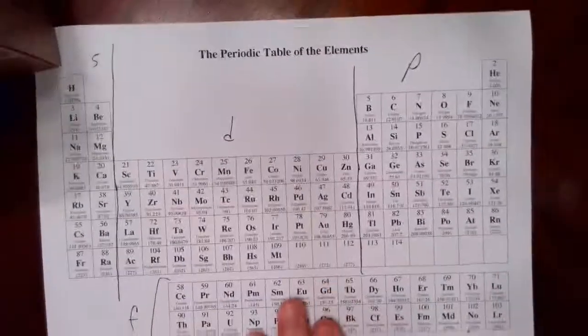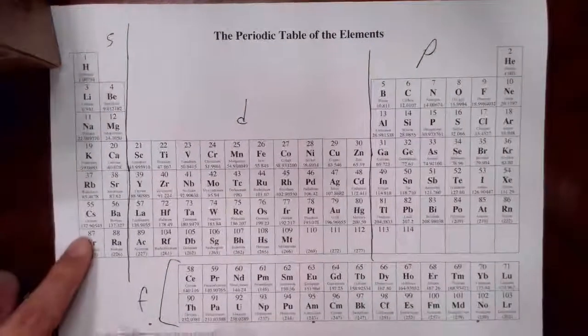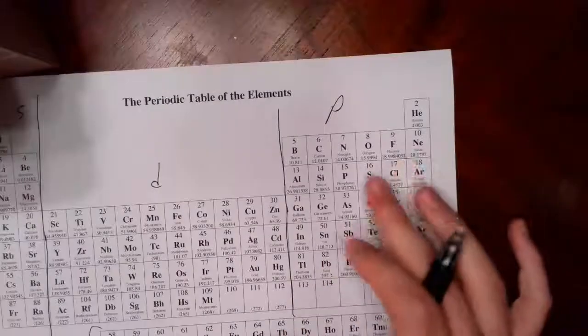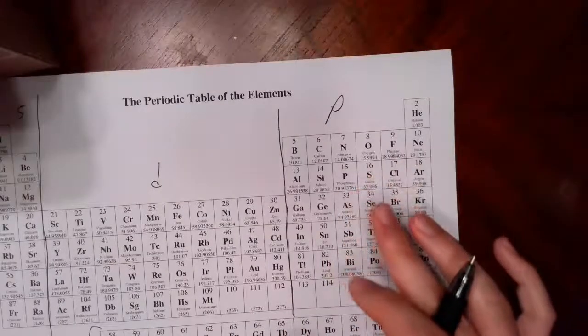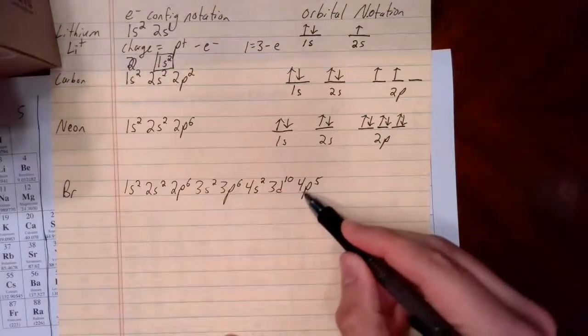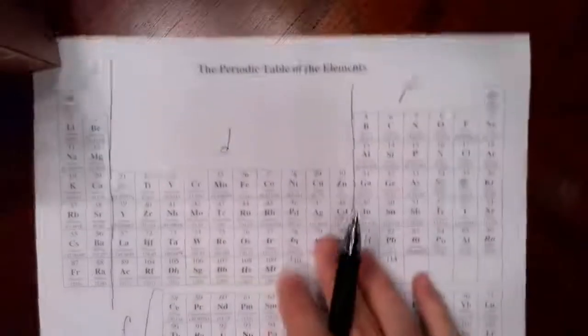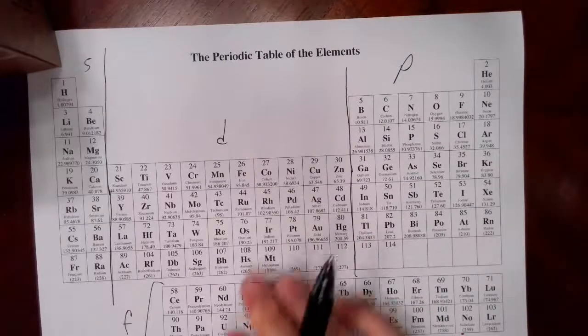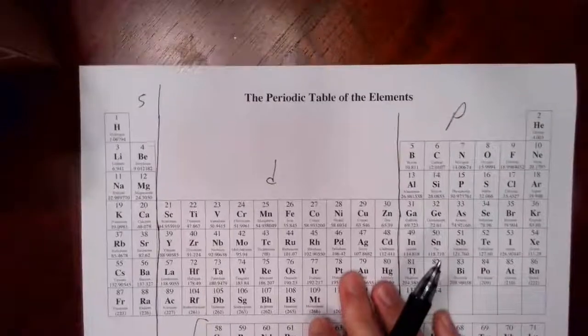So as you might have guessed, everything in the S block has an electron configuration that ends in S. Okay, it could be 1s, 2s, 3s, whatever it might be. Everything in the P block ends in a P sublevel. So let's see what I mean by that. Bromine ended in a P sublevel. It's in the P block, okay? So D and F would be the same thing here. So now I'm going to show you exactly what it ends in.